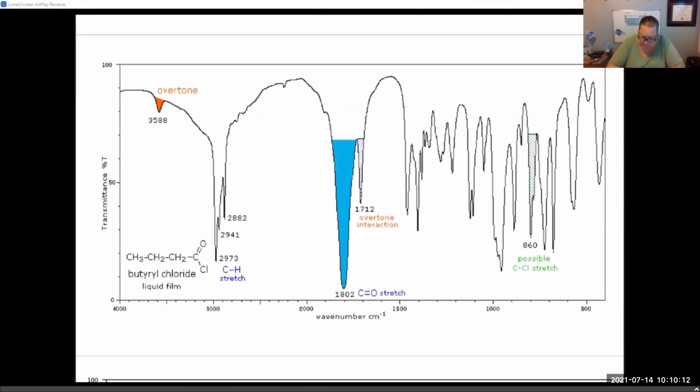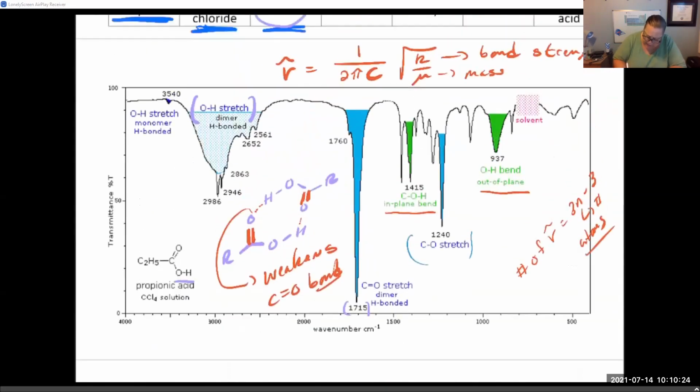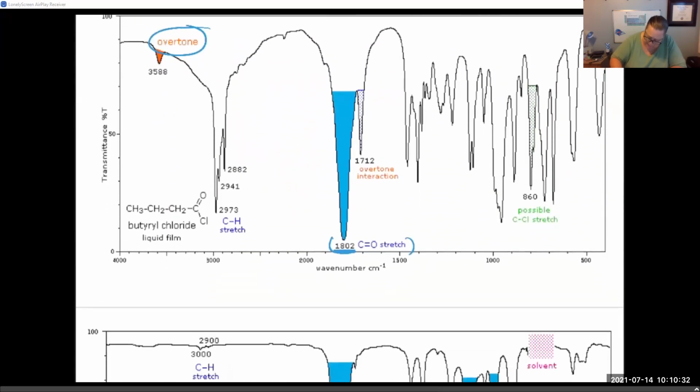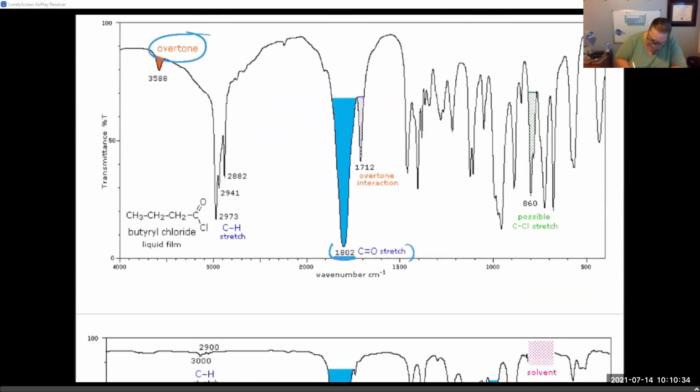Acid chloride. So this is another one of those words you don't need to know about, which is known as an overtone. Acid chloride. Now this has one of the highest ranges. The acid chloride actually has the highest range of any of the carbonyl species. Why is that? Well, we know that acid chlorides, all carbonyl compounds, can resonate.